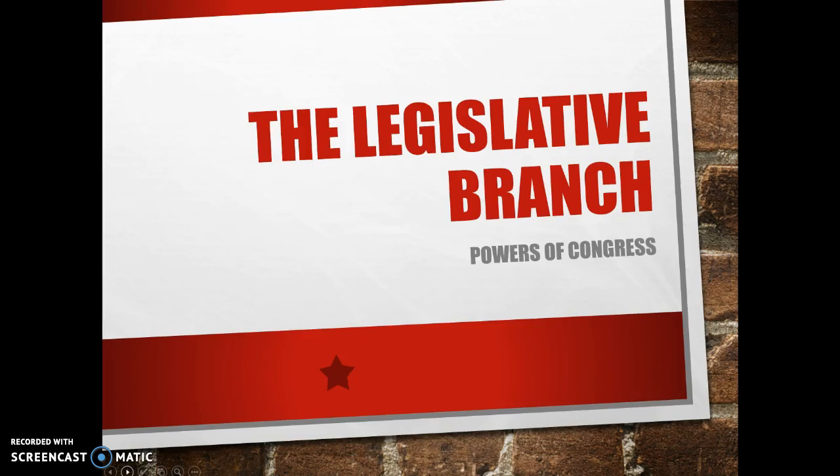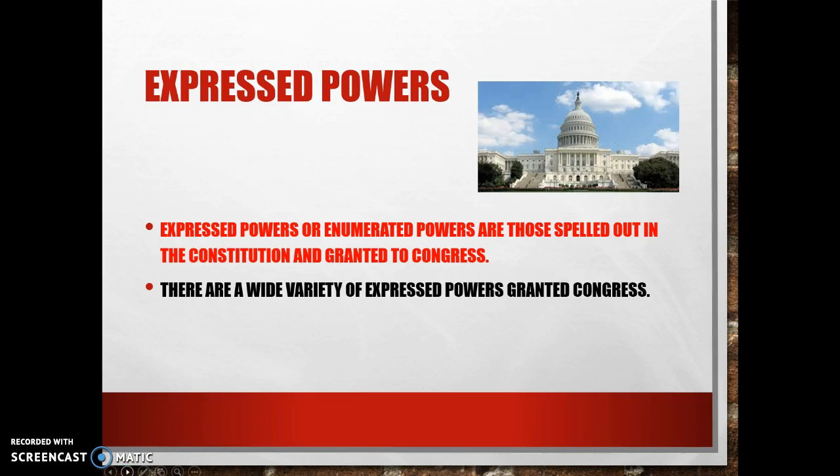Hi there, in this episode we're going to look at the powers of Congress. Now, many of the powers that Congress has today are literally laid out in the Constitution. We call these express powers or enumerated powers. And of course there's a wide variety that are set up in Article 1 of the Constitution.